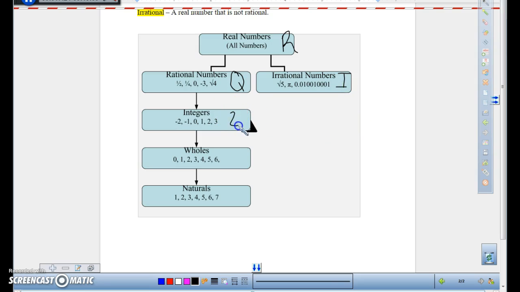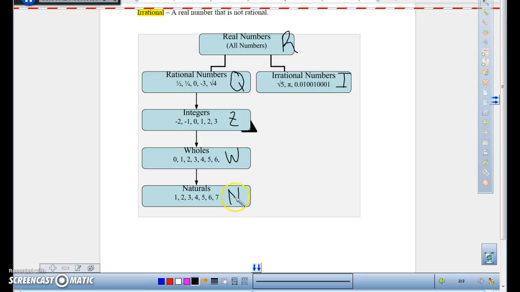Integers are represented by a Z, and this is the first time we've encountered a Z in Algebra 2 so far. Anytime I write my Z's, I will put a line through the middle of them just so you guys can definitely tell that that's a Z and not a 2. Whole numbers, we will represent those with a W. And we'll represent naturals with an N.